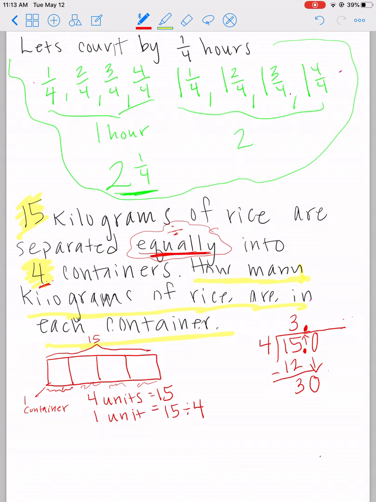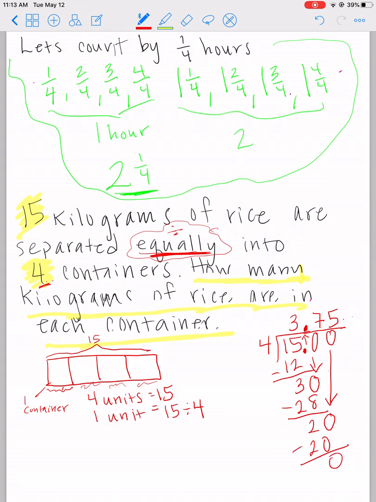Uh-oh, 4 is not going to go into 30 evenly, but how many times does it go into 30? Good, 7. 7 times 4 is 28. Now we're going to subtract. Uh-oh, I still have a remainder, guys. What are we going to do? That's right, we're going to put another 0, and we're going to bring that down. And now, guess what? 4 goes into 20 how many times? Bingo! 5 times 4 is 20, so now we're left with no remainder.